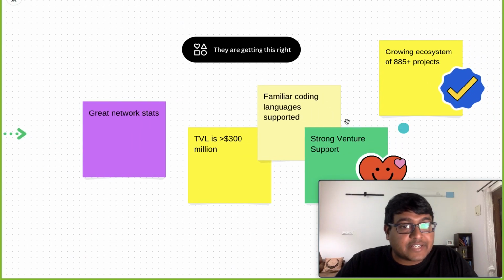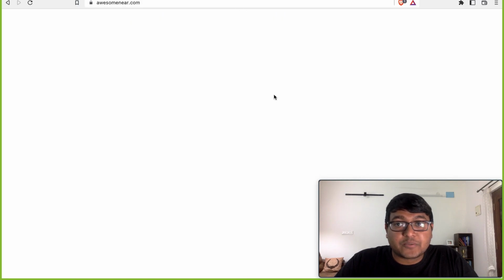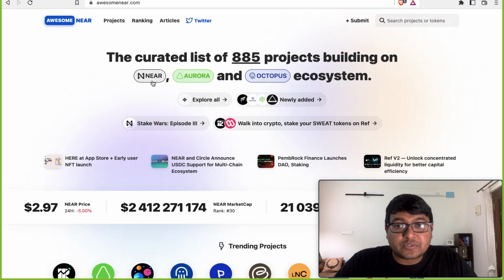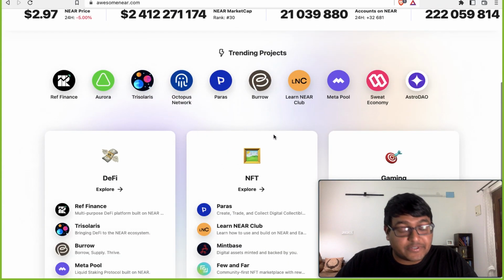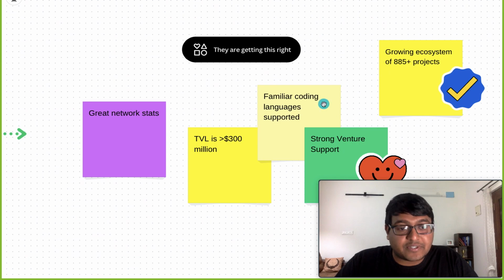The next thing is that this has led to a good ecosystem. You can see that there's a growing ecosystem of 885 projects. Let me show that to you. So if you go to their ecosystem, you'll see on NEAR, Aurora, and Octopus, they have at least 885 projects building. All of those are listed here. How good are these projects? That's something I'll come to on the very next page.